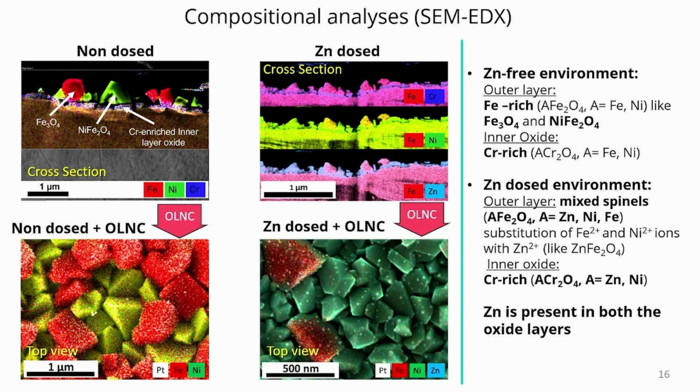Again, when we subjected these 2 samples to the AlignableChem treatment, we didn't observe a significant difference in the properties of this oxide. Again, on the non-dose sample, you see this magnetite spinel that dominates the surface and the nickel ferrite spinel is growing. Whereas in the zinc dose sample, you see this nickel and zinc ferrite spinel, and the presence of magnetite is very low.